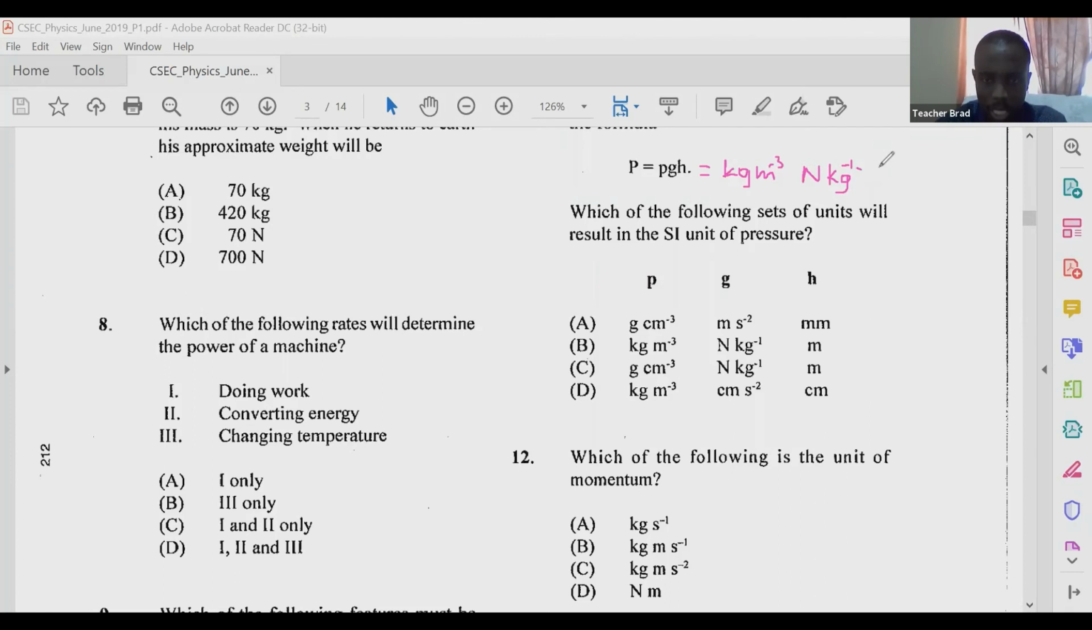And then of course, height is in meters. So those are the units: density, kilogram per meter cube; gravity, newton per kilogram; and height, meters. So that seems like B as in ball. So the answer to that one is B as in ball.